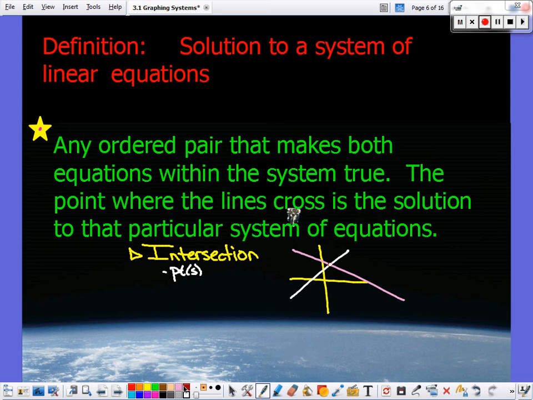All these other points that fall on each line, like that point satisfies the white one but doesn't satisfy the pink one. This dot satisfies the pink one, but not the white one. We're looking specifically for the dot that satisfies both at the same time. That's called a system of equations.